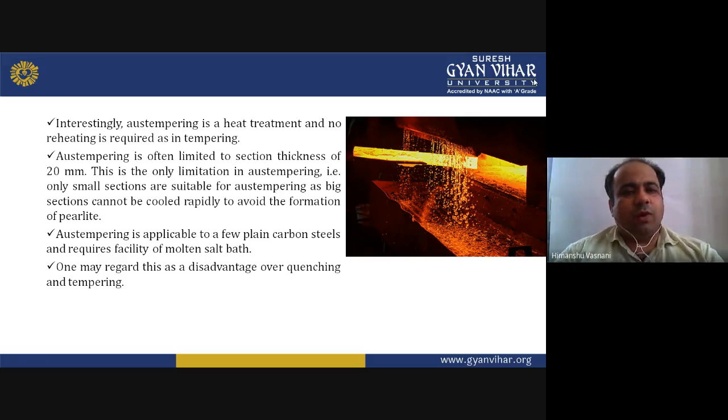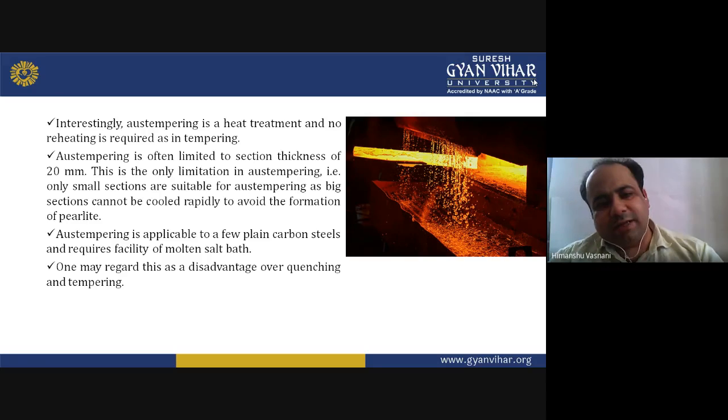Okay, and it requires the facility of a molten bath, the molten bath that we have discussed in the previous slide, with the composition that we discussed. Now, after the austempering, we require that salt bath. With the help of that salt bath, you can carry out the austempering process. So this austempering process is applicable to a few carbon steels, and that molten bath is required in it.